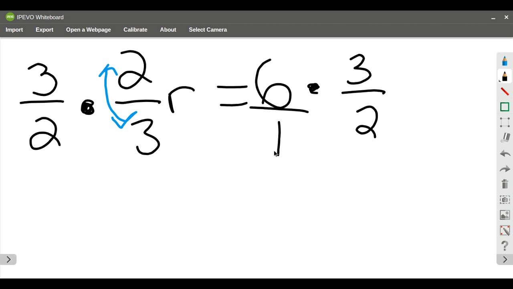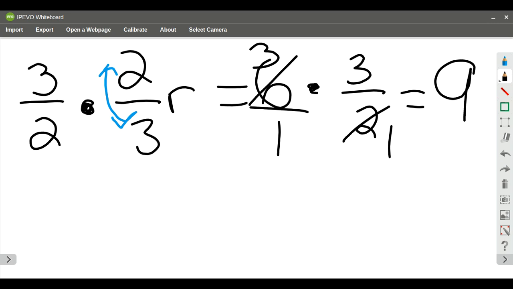1 and 3 is already simplified, but 6 and 2 have a common factor. 2 can go into 6, and 2 can go into 2. So 2 goes into 6 3 times, and 2 goes into 2 1 time. So now my answer is going to be 9. So I have r equals 9.